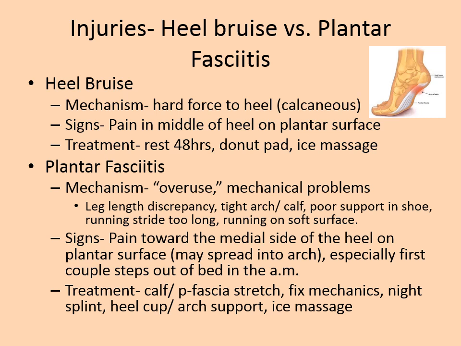Our treatment for this would be a calf and a plantar fascia stretch. With the plantar fascia stretch, usually we just pull the toes back towards the shin with our hands, and then the calf stretch would just be a normal calf stretch. We want to fix their mechanics if there's any problems with that. So again, we'll ask them to try to shorten their running stride a little bit, possibly.